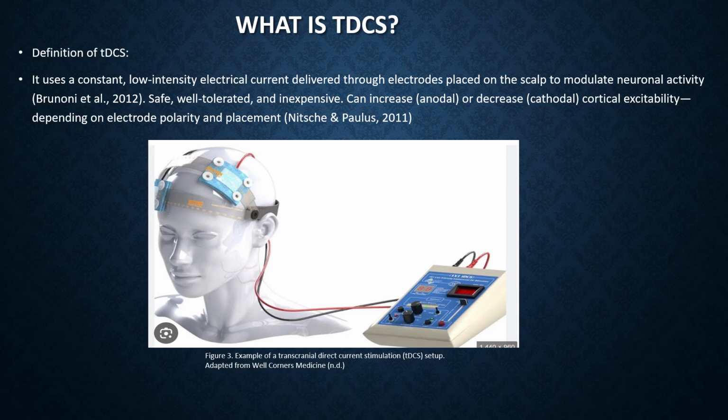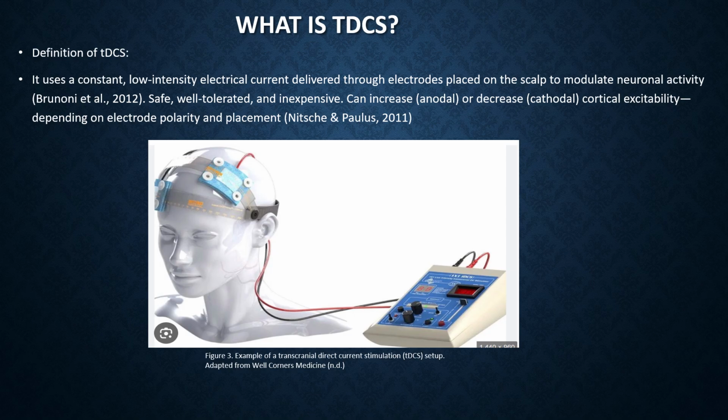Electrodes are usually sponges or gel pads that touch the skin, soaked in a conductive fluid to ensure good electrical contact and comfort. A stimulator unit precisely controls both the strength and duration of the current, between 0.5 and 2 milliamperes for up to 20-30 minutes per session. Anodal stimulation increases excitability, making neurons more active. Cathodal stimulation decreases excitability, making them less likely to fire.